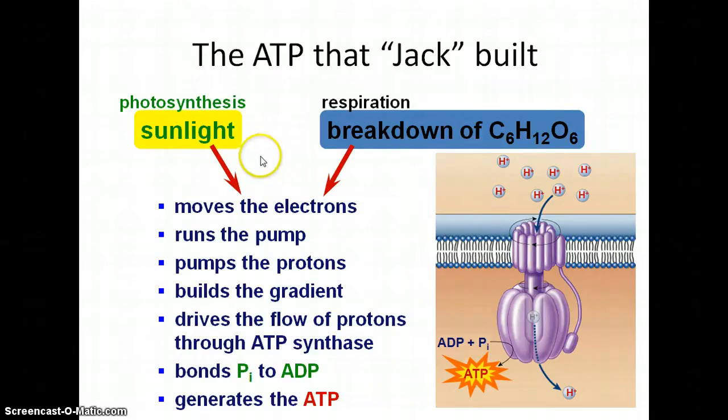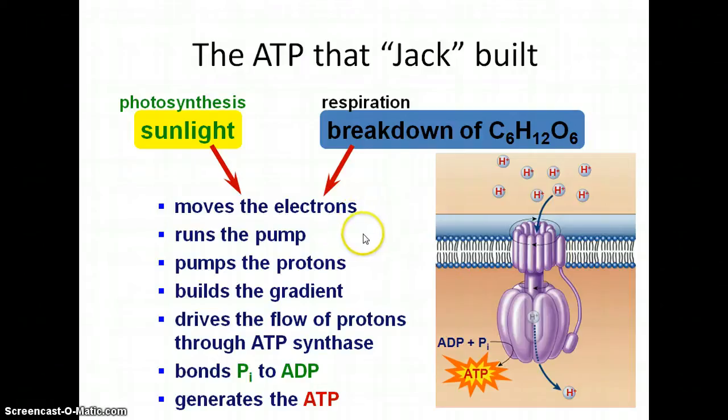But this is comparing the two and showing the things that we have in common between the two processes. So the energy from photosynthesis is going to be sunlight, and the energy in respiration is going to be the breakdown of glucose molecules. And that energy is then used to move the electrons along an electron transport chain.